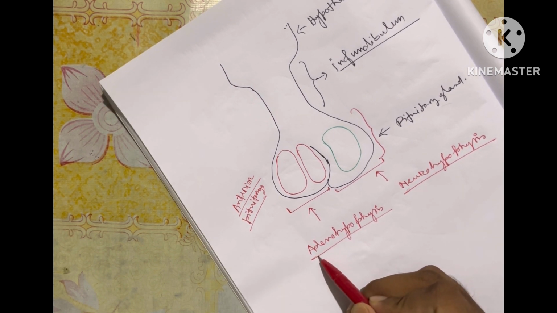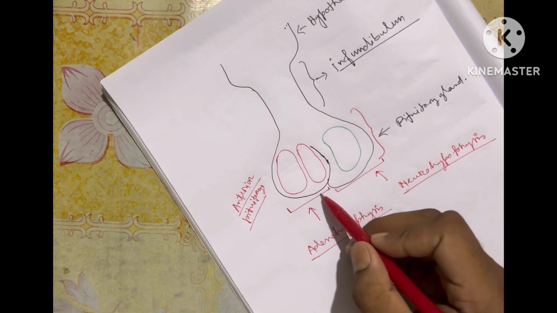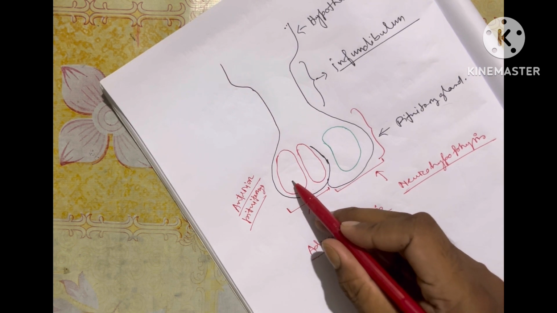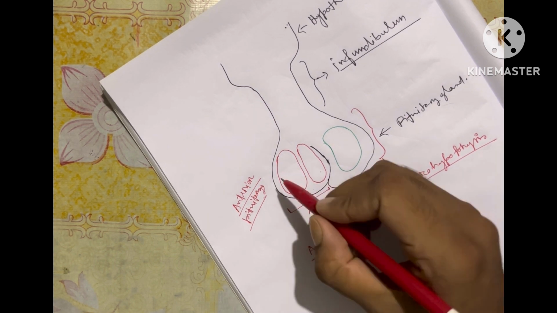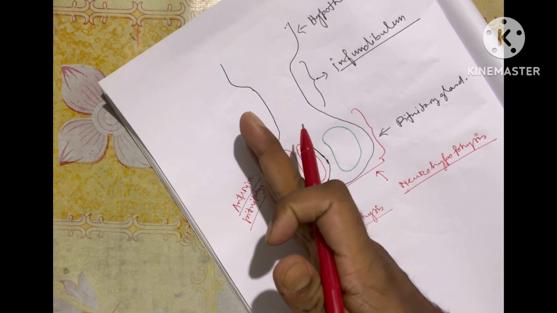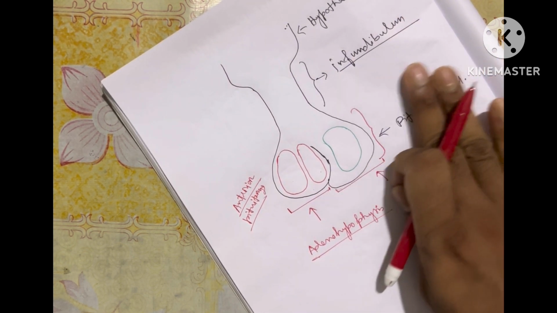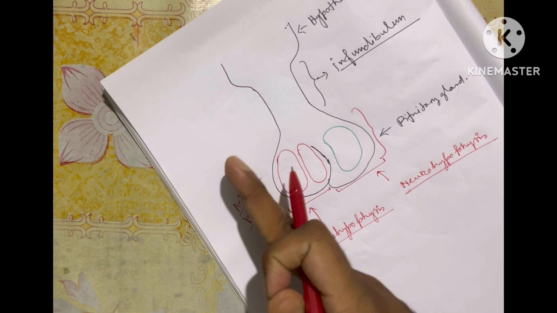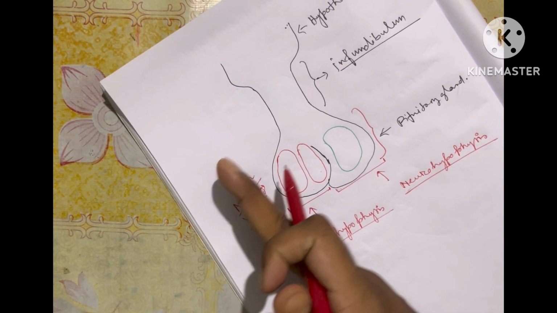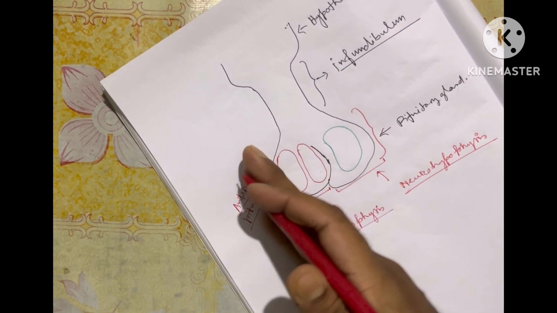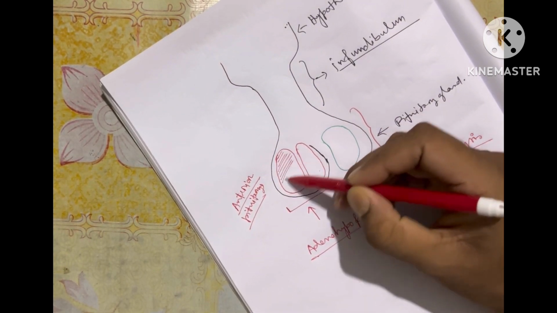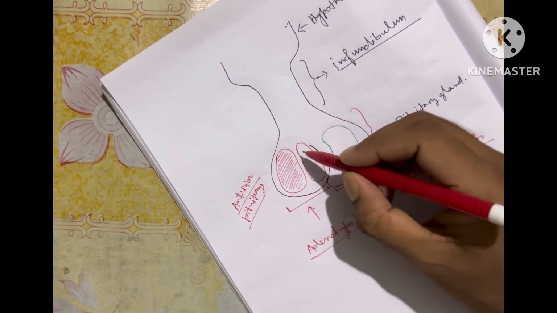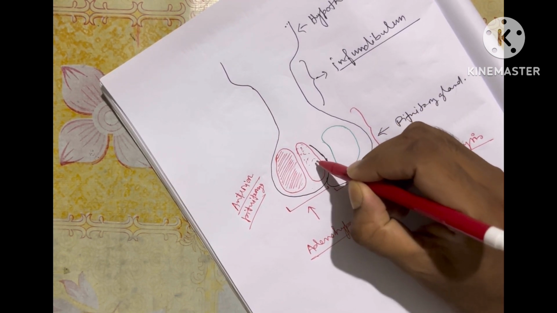In the adenohypophysis, we have two different parts. One is called pars distalis, another one is called pars intermedia. So why is it anterior? Because this is the front side of the person and this is the back side. This is the face side part and this is the back side part. That's why it's the anterior pituitary. In our anterior pituitary, we have two parts. This is pars distalis, and this is pars intermedia.